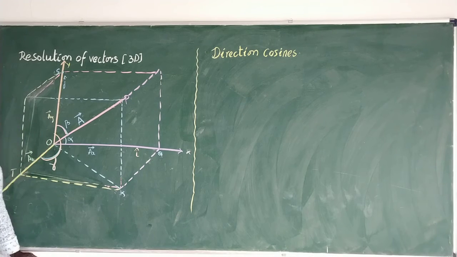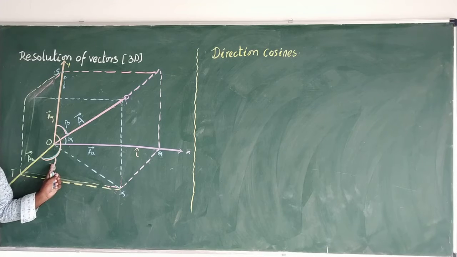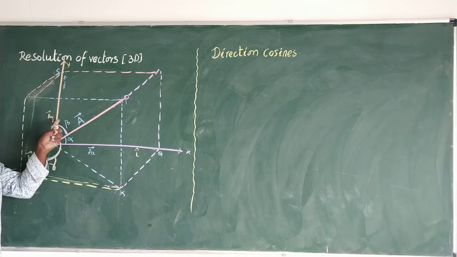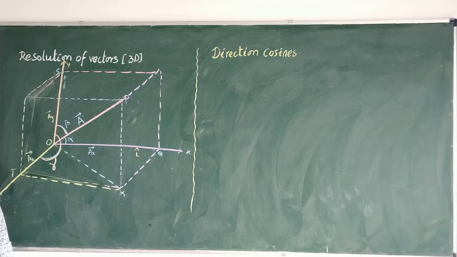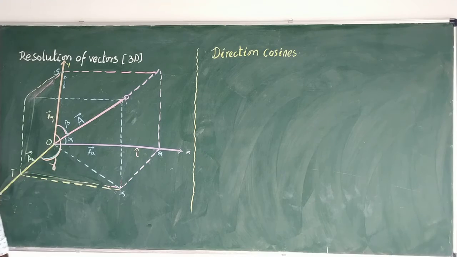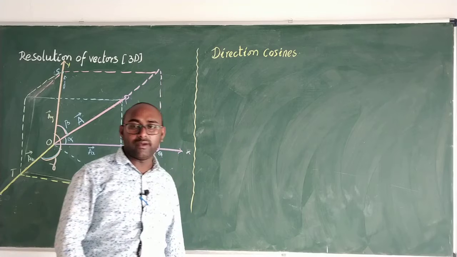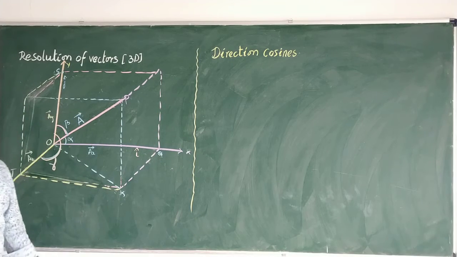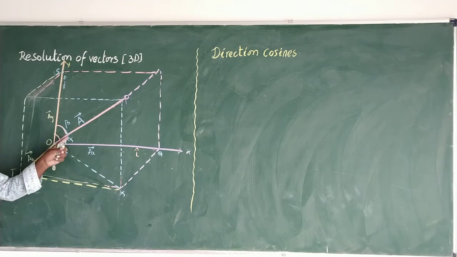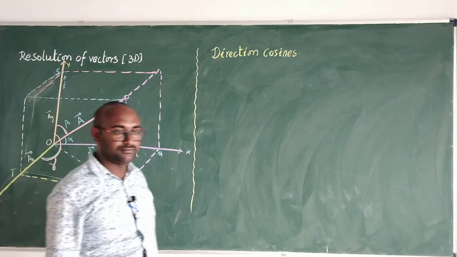Please concentrate, everyone. What are alpha, beta, gamma here? Please look here once. First, they are the angles made by the A vector with the x-axis, the y-axis, and the z-axis. Then cos alpha, cos beta, cos gamma are called direction cosines. If alpha, beta, gamma are the angles made by the given vector A with the x-axis, y-axis, z-axis respectively, then cos alpha, cos beta, cos gamma we call direction cosines.